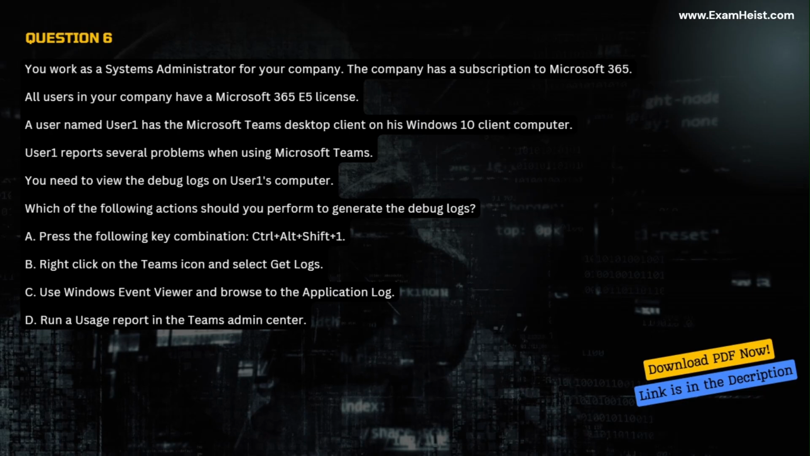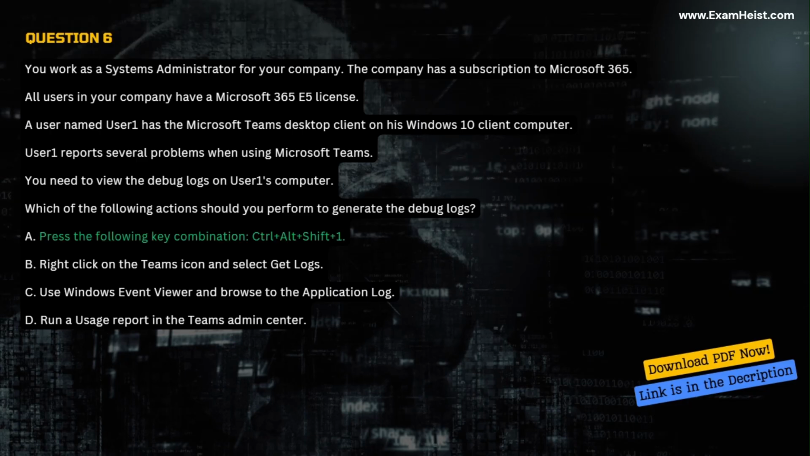A. Press the following key combination, Ctrl+Alt+Shift+1. B. Right-click on the Teams icon and select Get Logs. C. Use Windows Event Viewer and browse to the application log. D. Run a usage report in the Teams Admin Center.